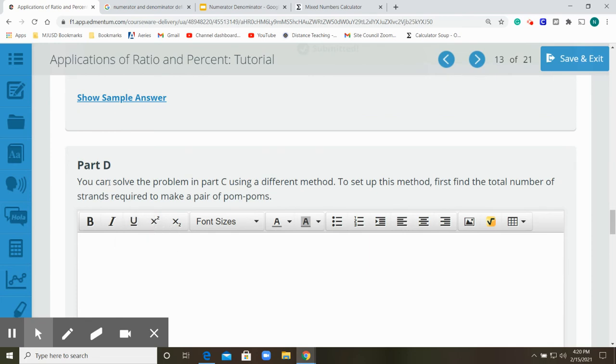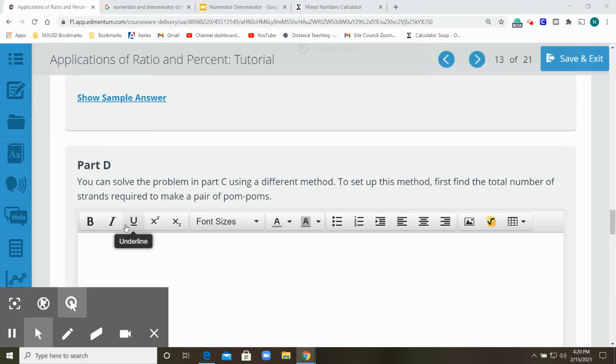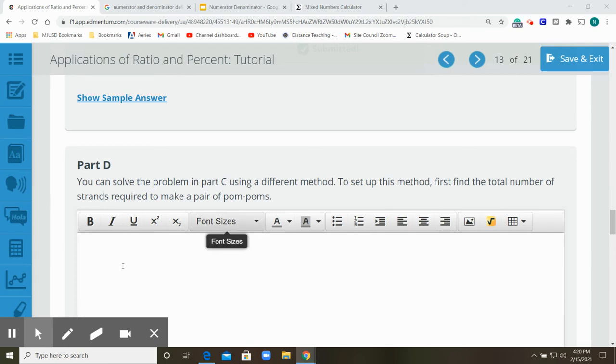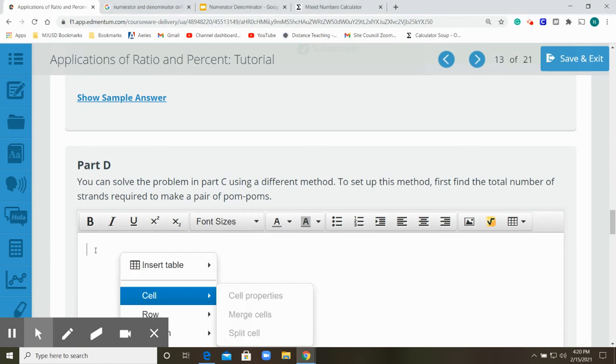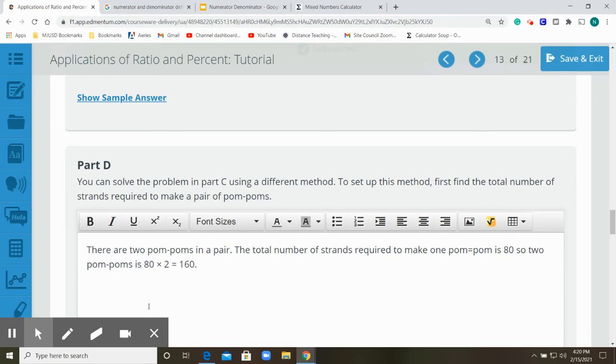Now, you can solve the problem in part C a slightly different way. The total number of strands required to make one pom-pom is 80. So 2 pom-poms is 80 times 2. That's all. Okay, so we set it up.